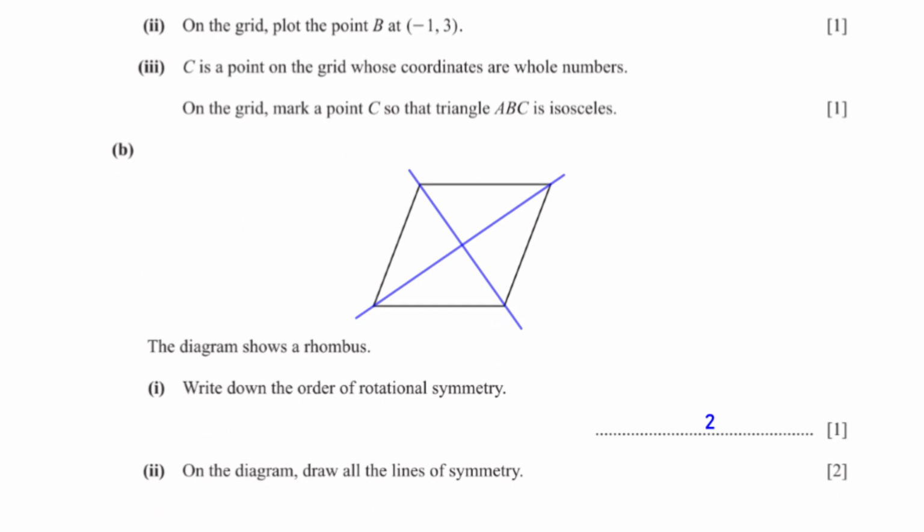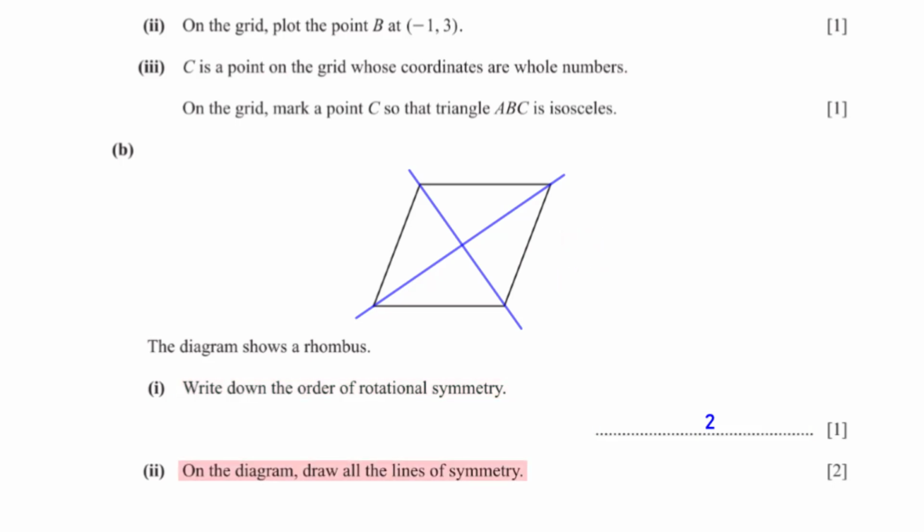The diagram shows a rhombus. Write down the order of rotational symmetry. The order of rotational symmetry of a shape is the number of times a shape looks like the original when it is rotated 360 degrees. The rhombus looks exactly like this under 2 instances: after it is rotated 180 degrees and after it is rotated 360 degrees. So the order of rotational symmetry is 2.